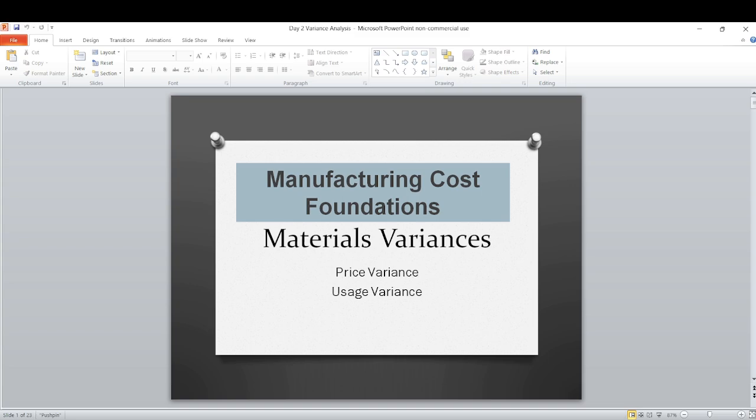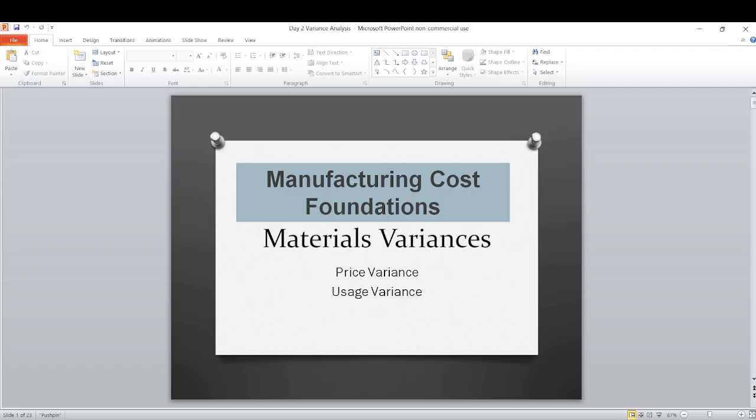Today is day 2, Variance Analysis, the most important day of our series. Yesterday we learned the basics of manufacturing costs: direct materials, labor, and overhead. Today we are going to dig into why numbers changed. Not just the numbers themselves, but the story behind them.